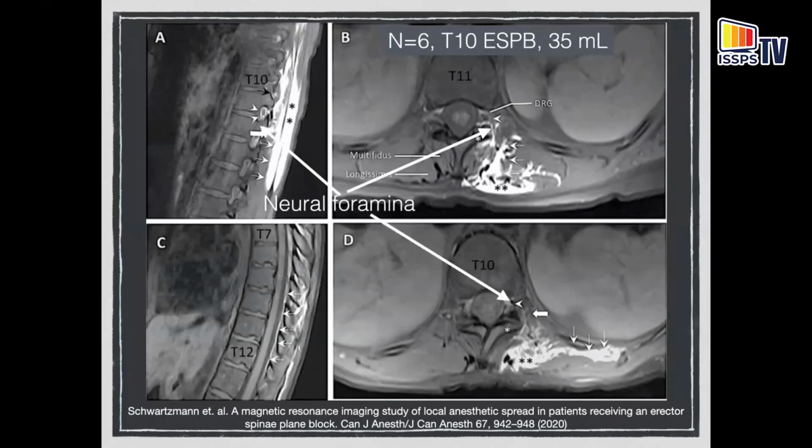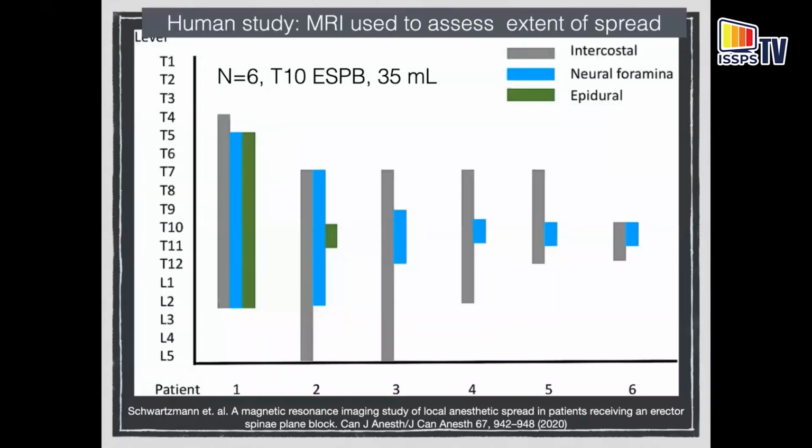Now, they do acknowledge that there was quite marked variation in the spread. For example, amongst the 6 patients, you can see that in some patients, the spread involves multiple neural foramina, for example, from T5 all the way down to L2. But in another patient, there's very limited spread, very limited involvement of the neural foramina. And this variation is concerning, because we want a technique that has a consistent result.